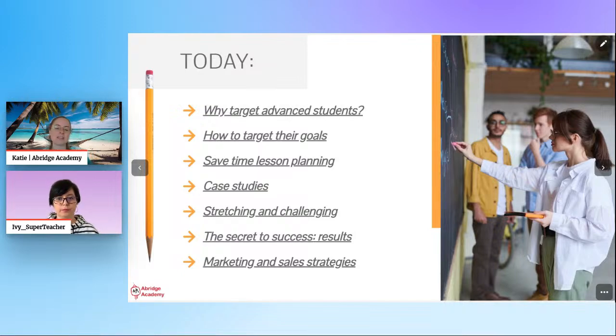And then to wrap things up at the end, we're going to look at what the secret to success is, which, I mean, the answer's already on the screen here: getting results for your students and how important that is for being successful with teaching those particular niches. And then some marketing and sales strategies, which wrap up and link into a lot of what we talk about throughout, but how to actually position yourself best to attract those higher earning, more advanced learners and what you can do there. So that is a quick plan for today.